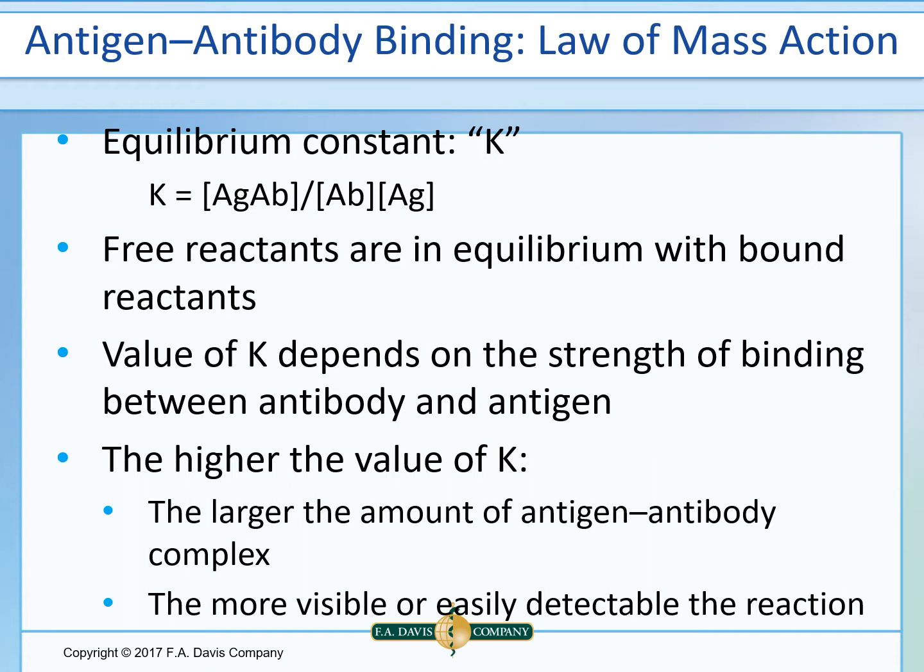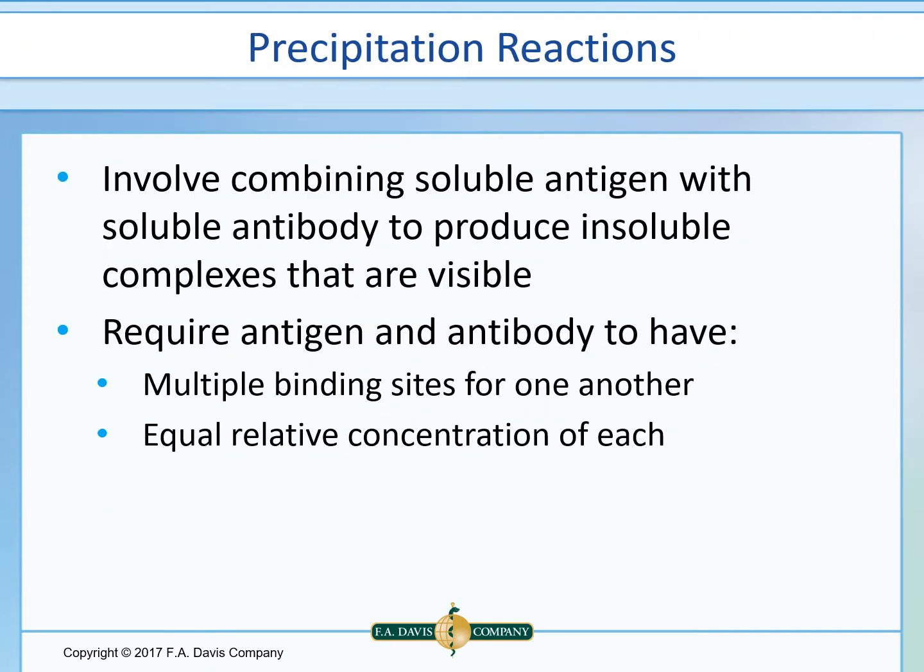The value of K depends on the strength of binding between antibody and antigen, and the higher the value of K, the larger the amount of antigen-antibody complex, and the more easily visible or detectable the reaction is. In addition to the affinity and avidity of the antibody involved, precipitation depends on the relative proportions of antigen and antibody present. Optimum precipitation occurs in the zone of equivalence.